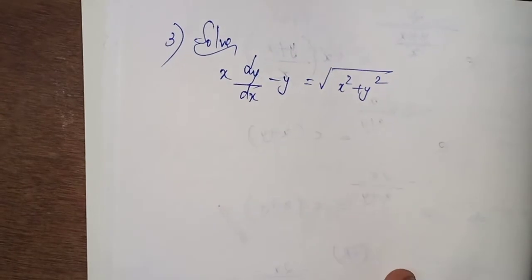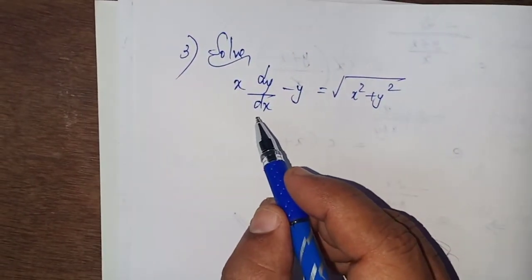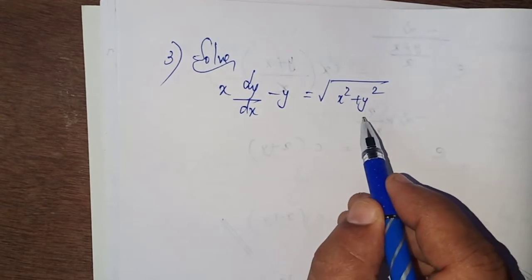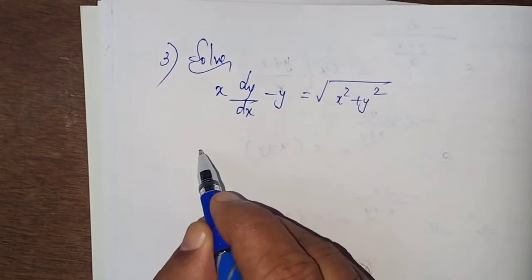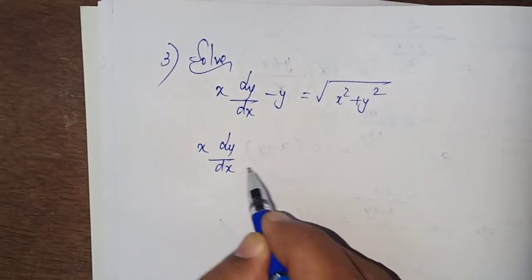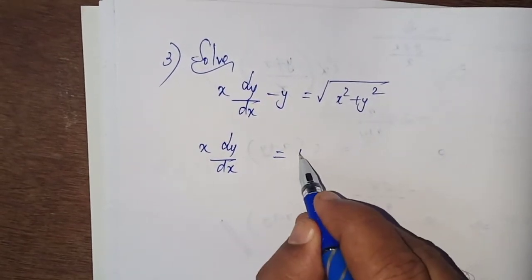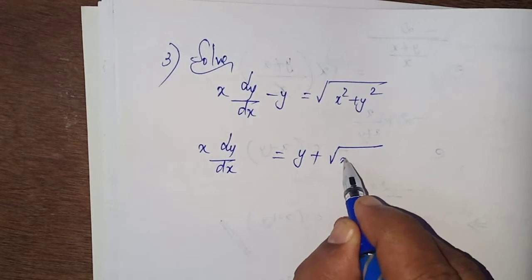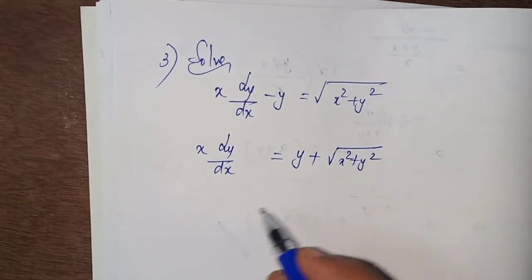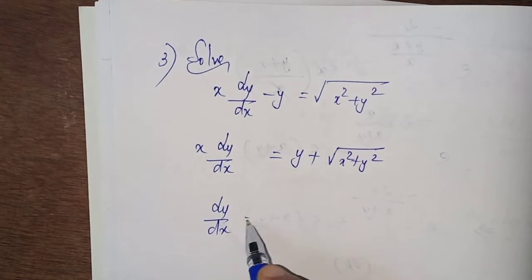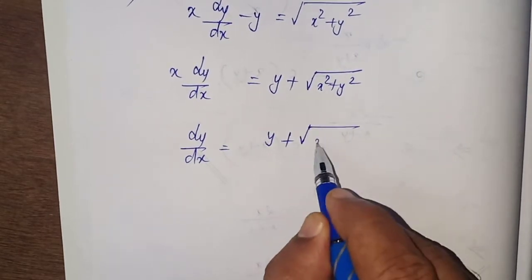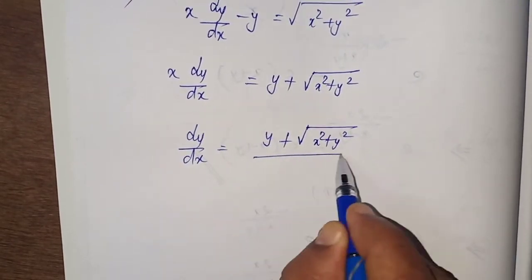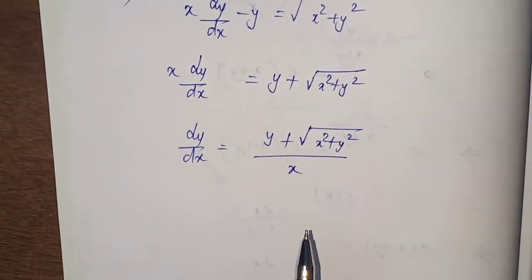Exercise 4.3, Problem Number 3. x dy by dx minus y equals root of x square plus y square. I retain dy by dx only in the left hand side. For that, x into dy by dx equals, minus y comes to the right hand side as plus y: y plus root of x square plus y square. Now dy by dx equals y plus root of x square plus y square, whole divided by x. x comes to the denominator.